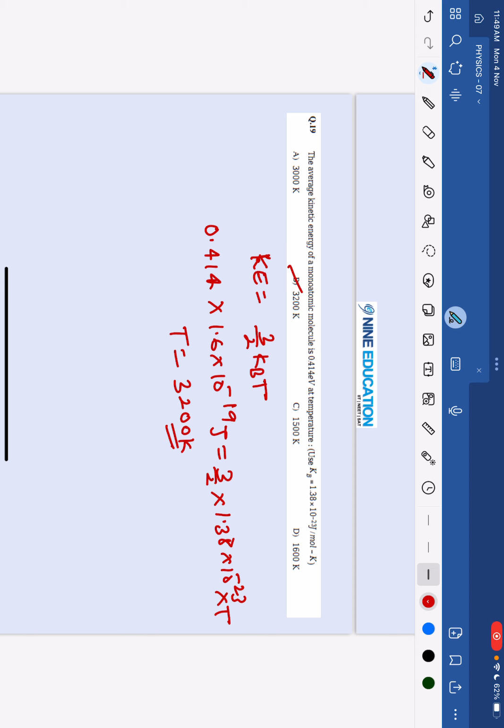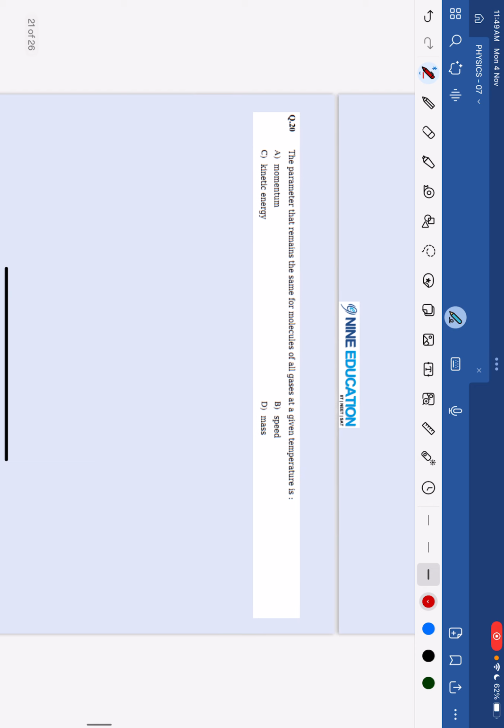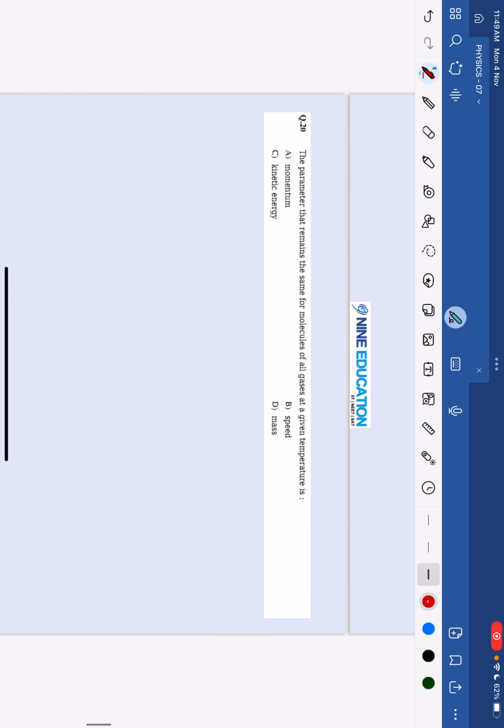Do we have the option? Yes. So next one, the parameter that remains the same for molecules of all gases at a given temperature. For all gases at a given temperature, the kinetic energy will remain the same. Momentum, speed, mass, all can be different, right?